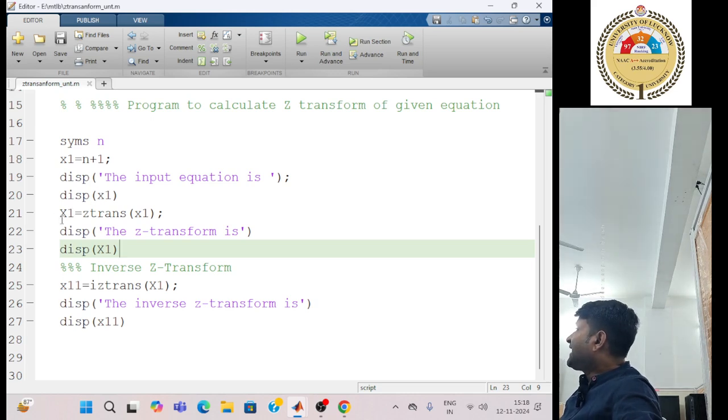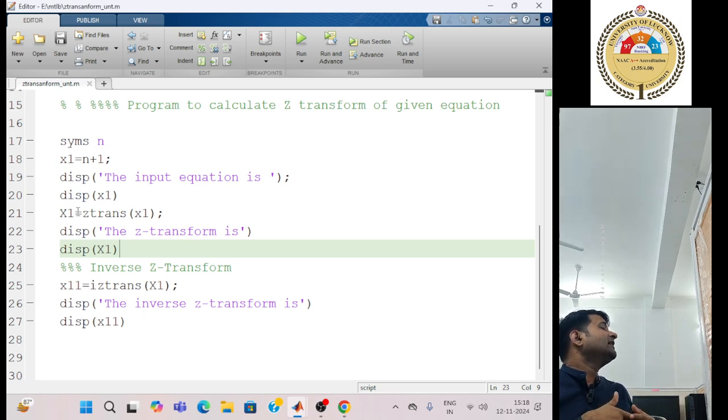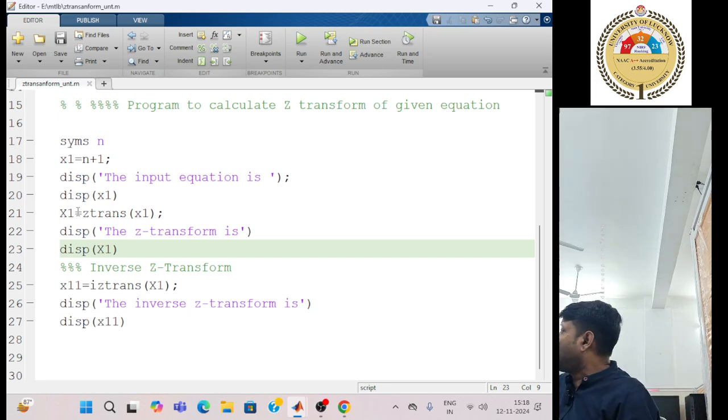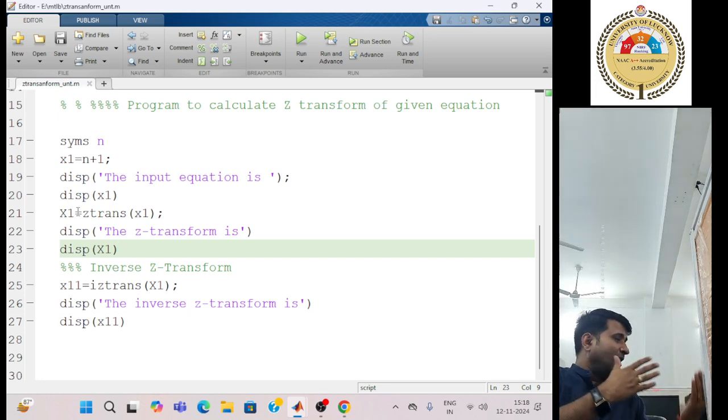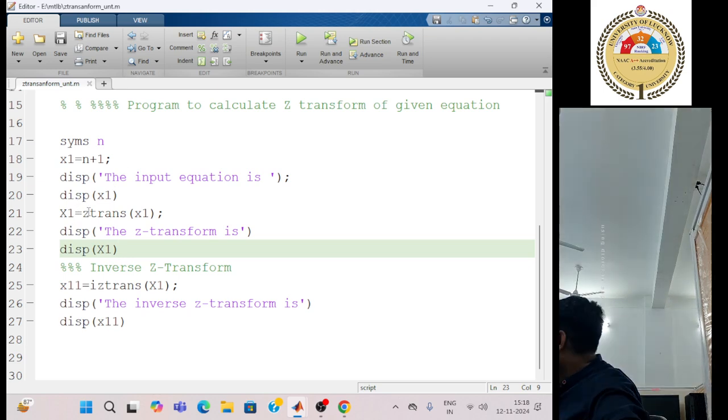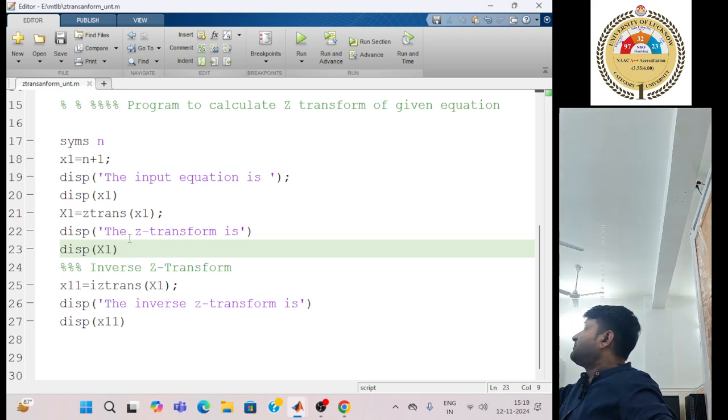And X1, this is a capital letter. Capital X1 signifies the Z transform of the input equation. You have written x1 in small letter, and then capital X1 is after the transformation, after the Z transform. And this displays the Z transform on the command window.